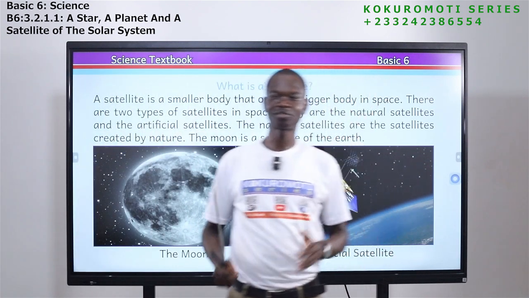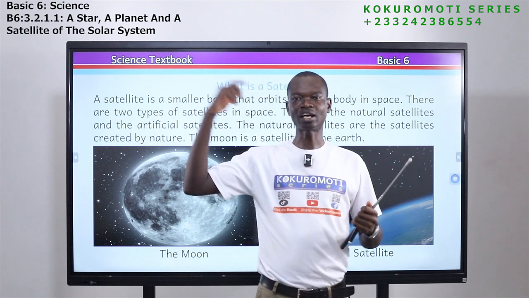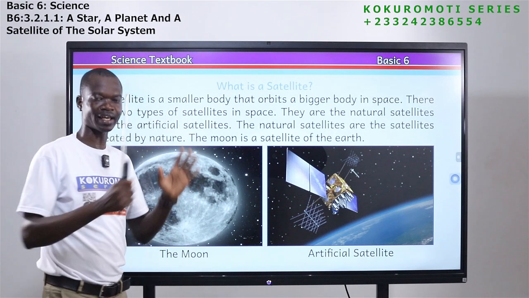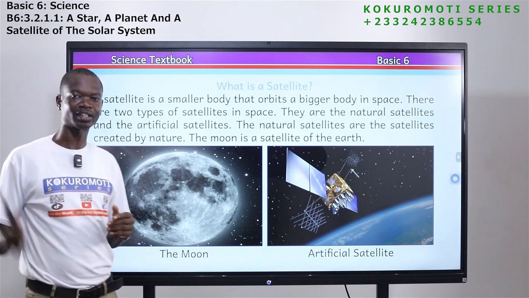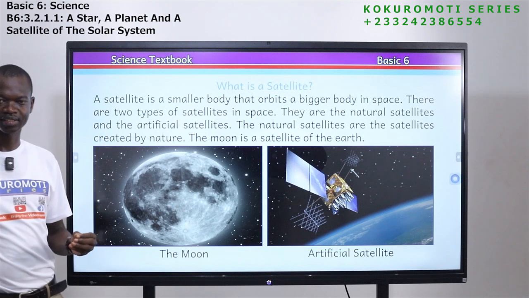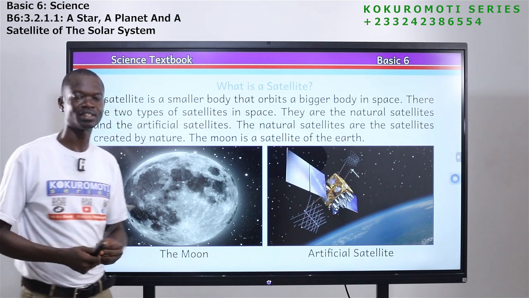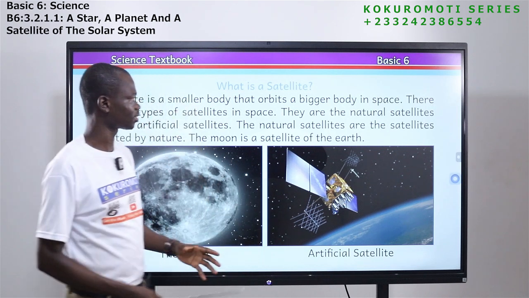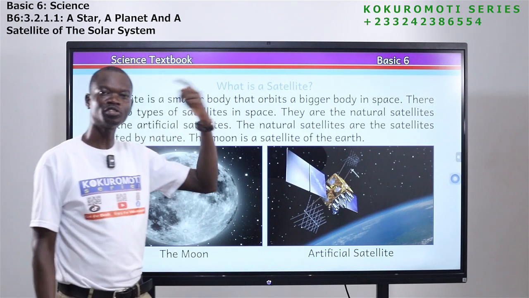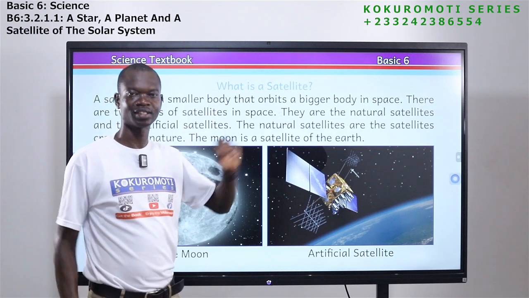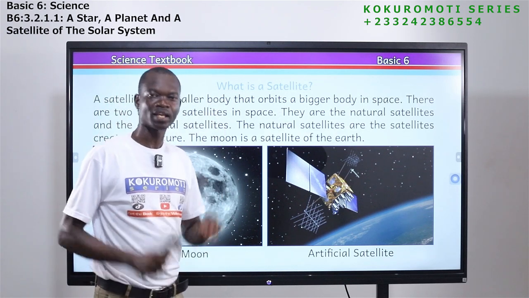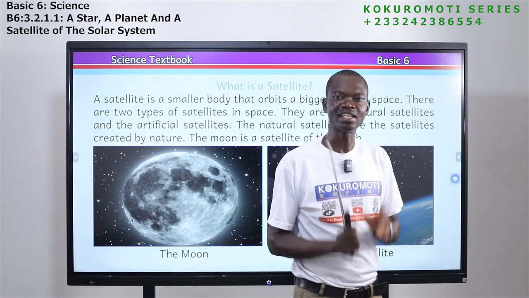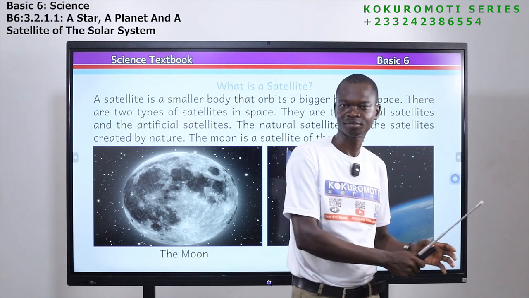So when you talk of satellites, we are talking about bodies that move around. So when you take the Earth, the smaller bodies that move around the Earth are satellites. So satellites are the smaller bodies that move around a bigger body in space. So any smaller body that moves around a bigger body in space is called what? Satellite. And then you should know that we have natural satellites. Natural means they are created by nature.